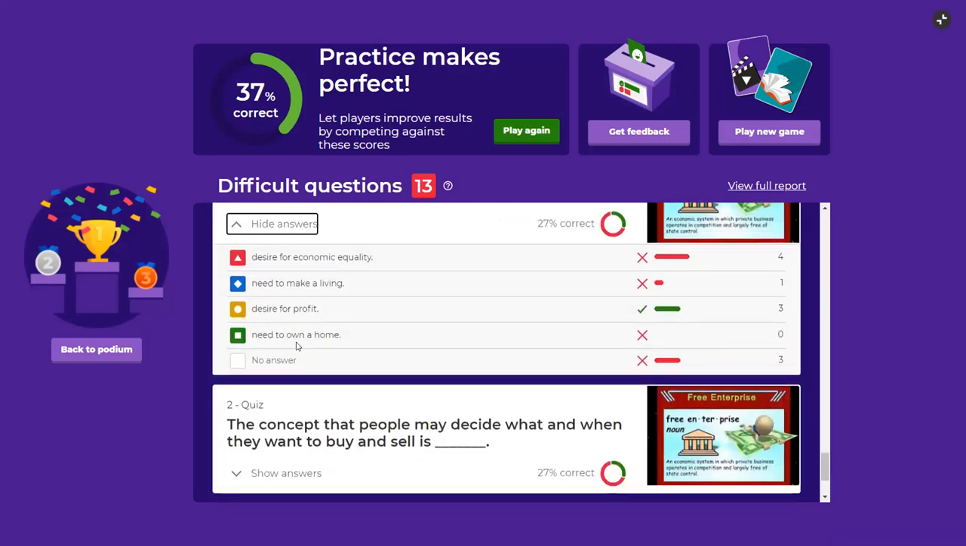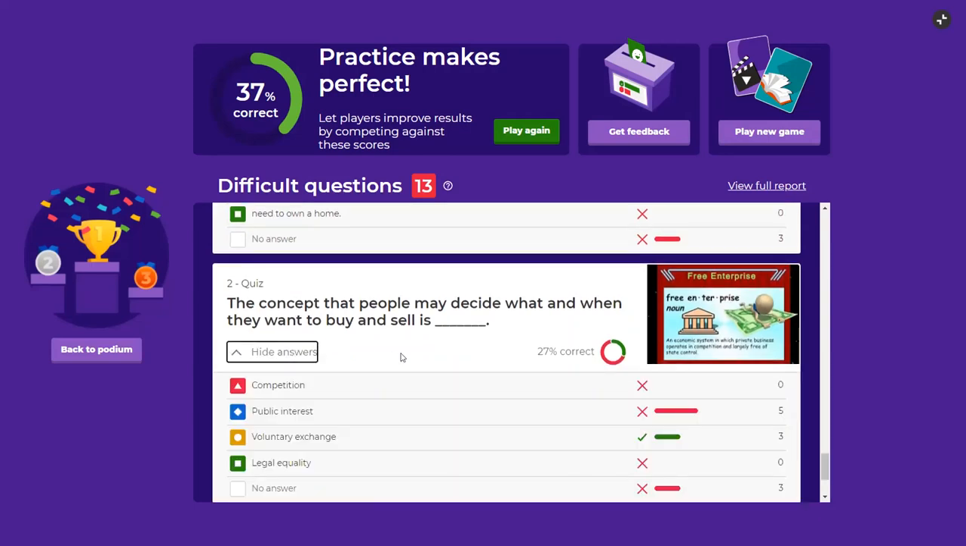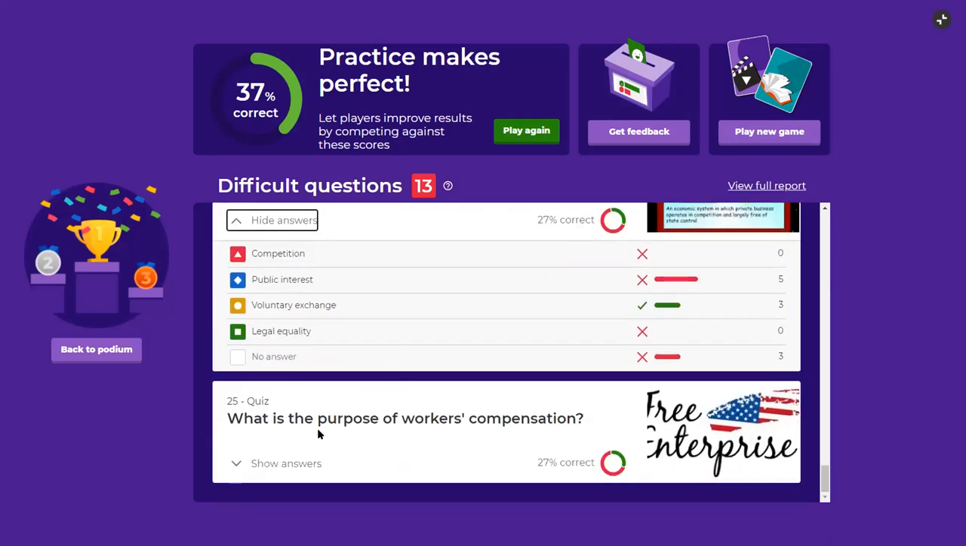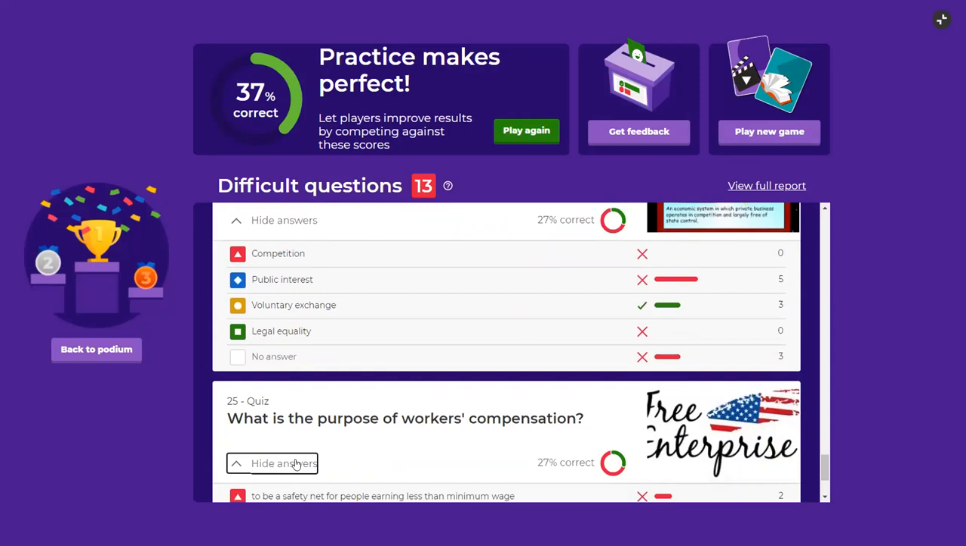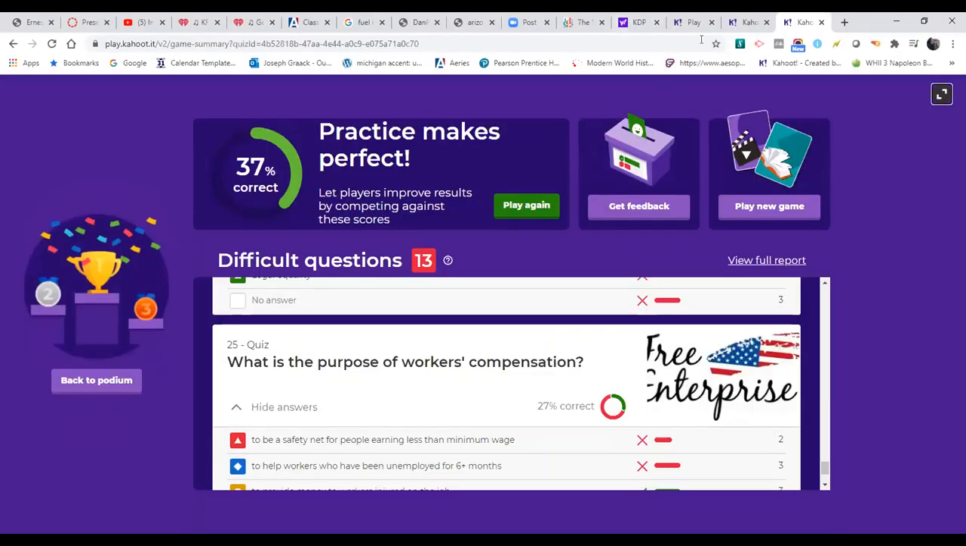American free enterprise is driven by this desire for profit. And then looking at the concept that people may decide what and when they want to buy and sell, that's voluntary exchange, right? You vote with your dollars. We talked about that last week. And then the purpose of workmen's compensation is to protect and provide for people that are hurt on the job. Anybody want me to go over any of those items there?